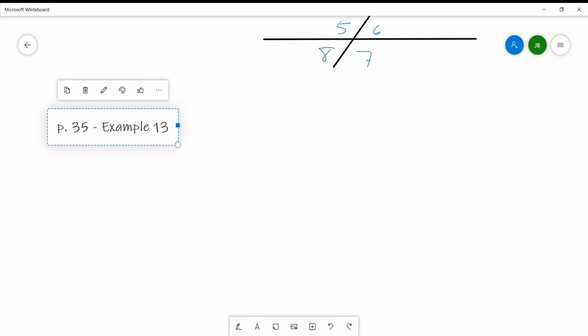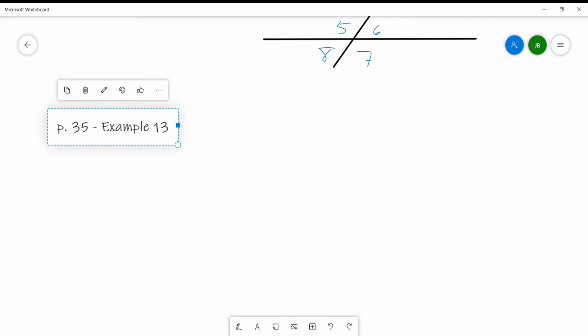You see the colors they use? You can tell those are alternate interior angle pairs. Angle FAB and angle GBC are alternate pairs. Oh, they give it to you. EAB and ABD. There you go.